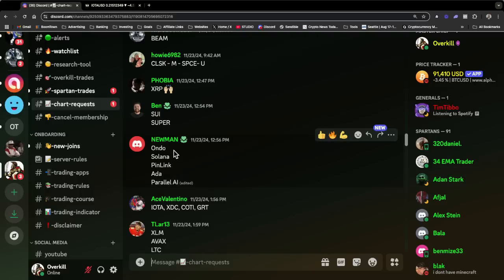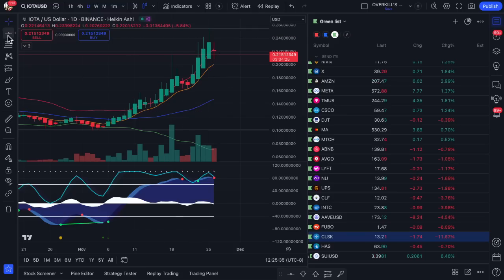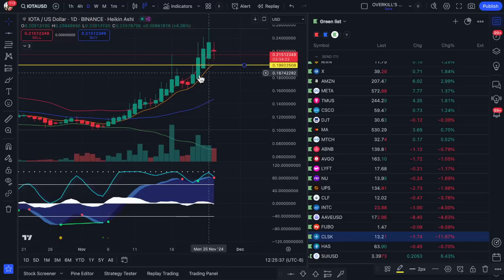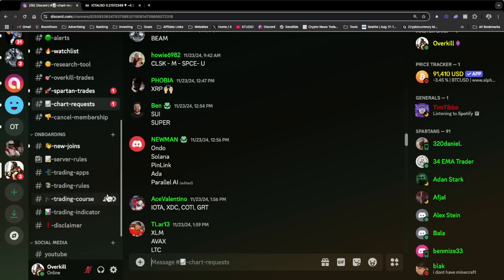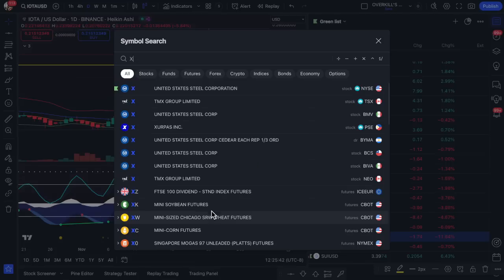Okay, watch for a pullback on this one this week if it comes. If you're in the position, I would set a stop loss right at our 9 EMA, that orange line at about 19 cents. XDC.